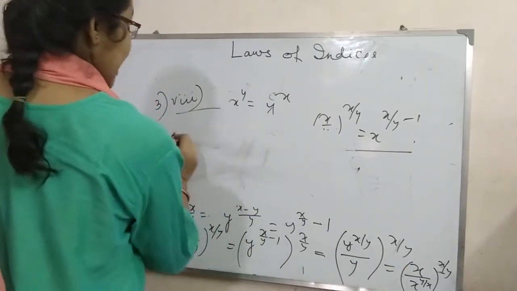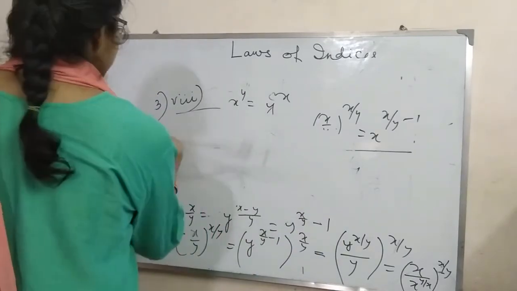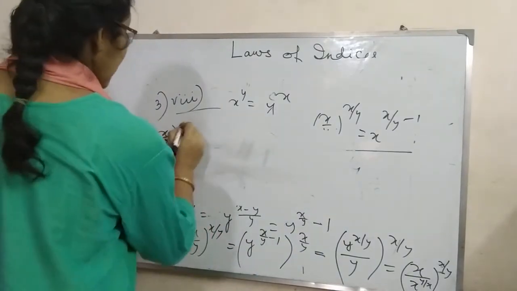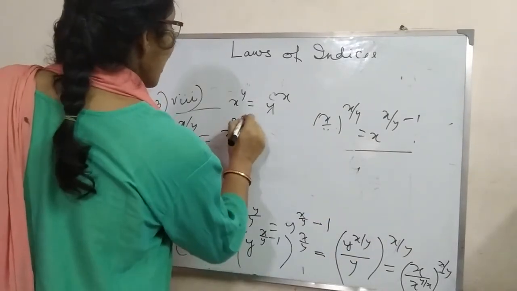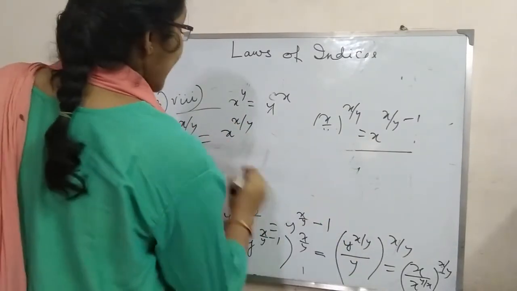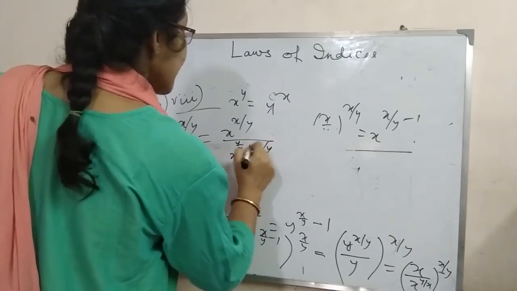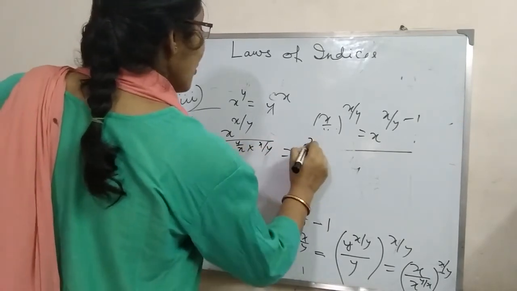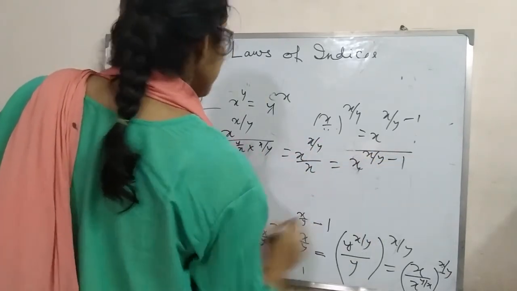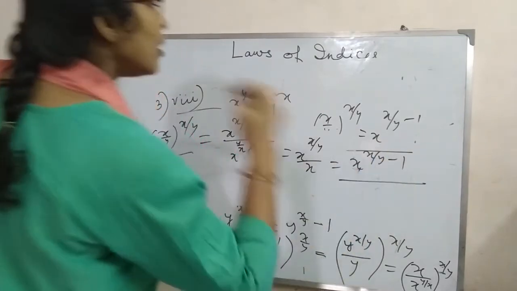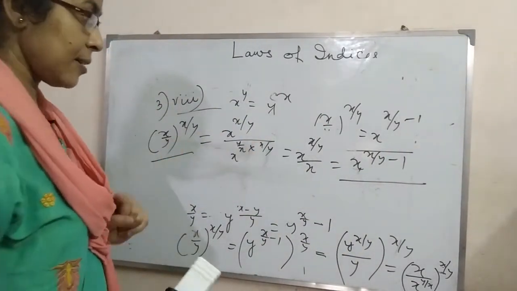From here I can write it (x/y)^(x/y) = x^(x/y), and this is x^(y/x) into x^(x/y), that is x^((x/y)-1)... so I will get the answer.